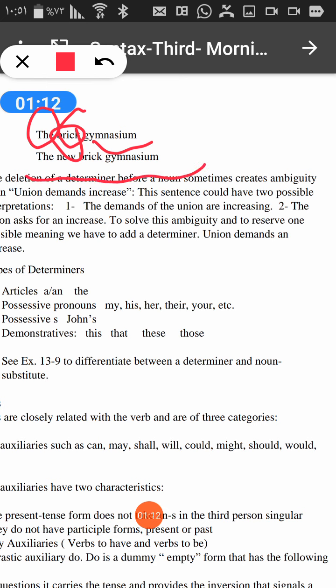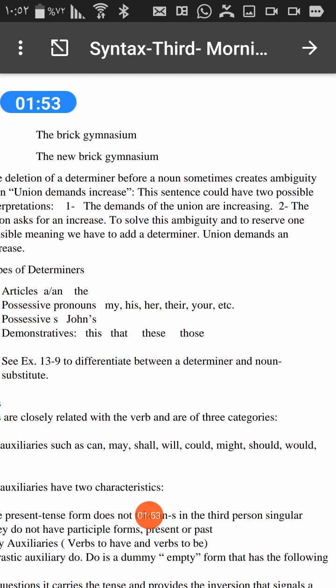The same thing for the second example here. The new brick gymnasium. Here we have a noun, which is gymnasium. We have the first adjective, brick, and the second adjective, new. Here we have two adjectives which modify gymnasium, and then we have the determiner the. So خلاصة القول, if the noun is preceded by a number of adjectives, the adjectives come before the noun, and at the beginning we put the determiner, أداة التحديد. So we have the determiner, then the adjectives, and finally the noun.